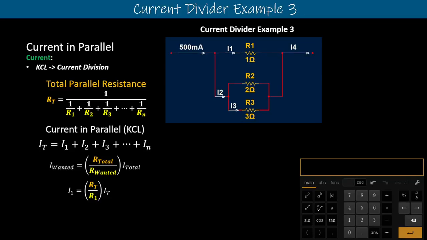Hello and welcome. In this video, we're going to look at another example of the current divider equation. In this case, we have a branch node right here, and that means that we have a current division. As soon as we hit that node, we know there's something splitting off in two directions.